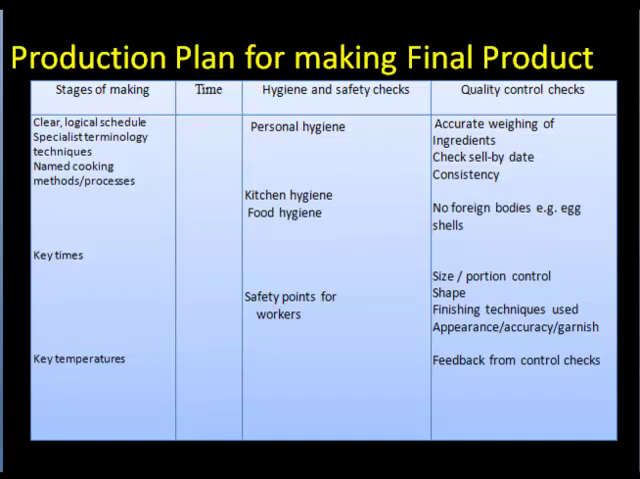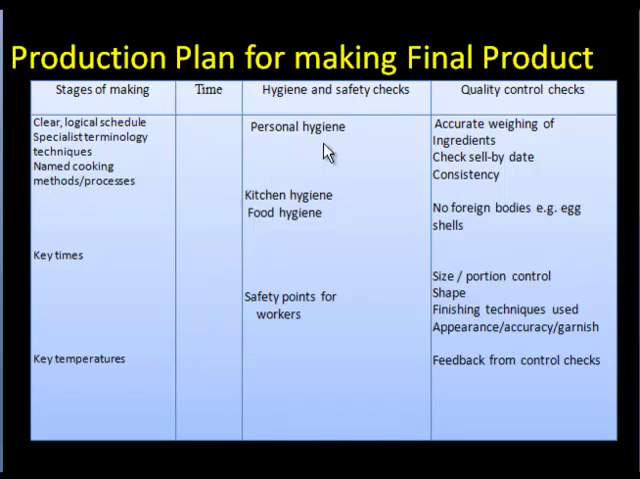You need to do a step-by-step plan for making your product. You can do this in a table so it follows a logical format. In the one column you'll put the stages of making, so each stage will be labelled using keywords, key times and key temperatures. You then put the time that it takes to do each part of the product.